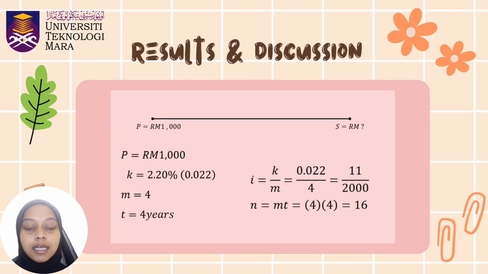Result and discussion. Case study 1. P equals RM1,000. The interest rate, which is K, equals 2.20% per annum, which is equivalent to 0.022. M equals 4, T equals 4 years. I equals K over M, equals 0.022 over 4, so I equals 0.0055. N equals M multiplied by T, equals 4 multiplied by 4. So N equals 16.